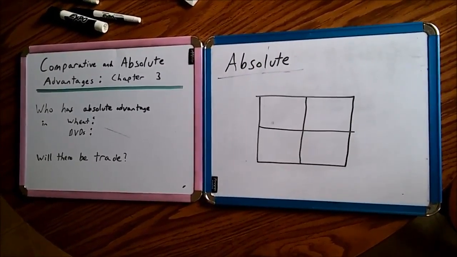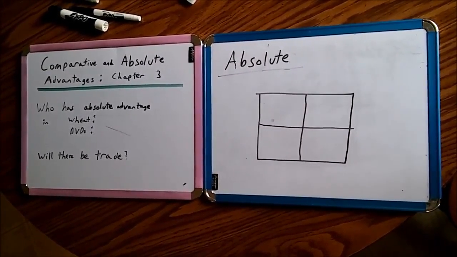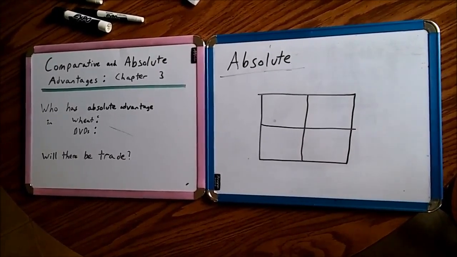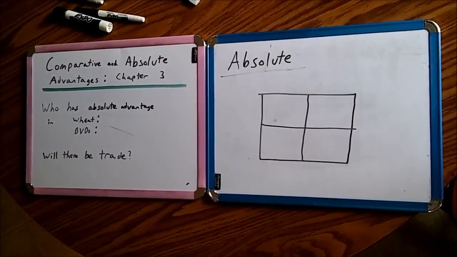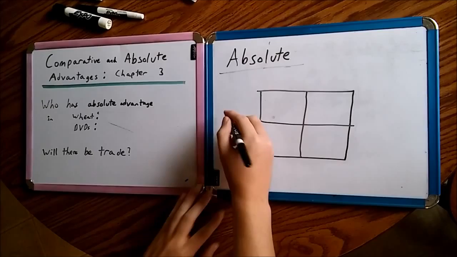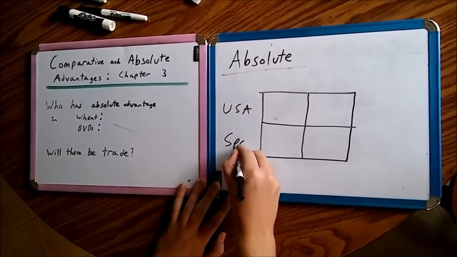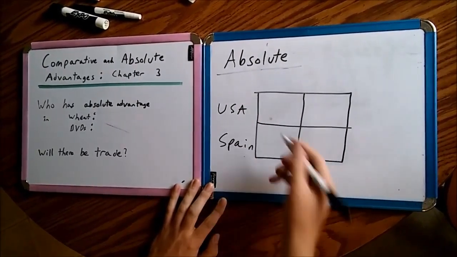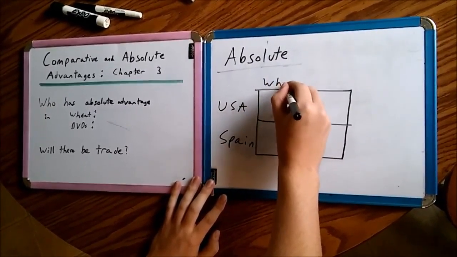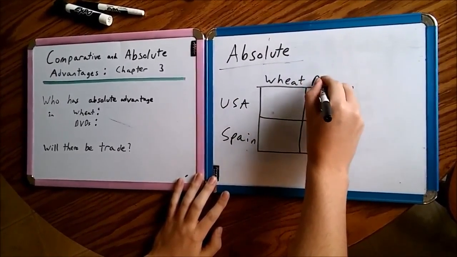We're starting out with absolute advantage. What we're going to do is look at this table, and say that two countries are going to trade two goods. We'll just say the US and Spain are going to be trading two goods, say wheat and DVDs.